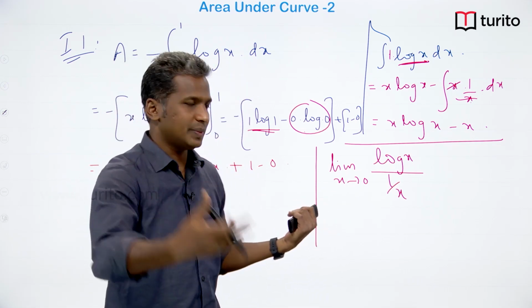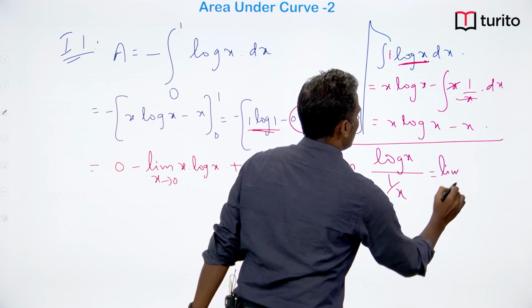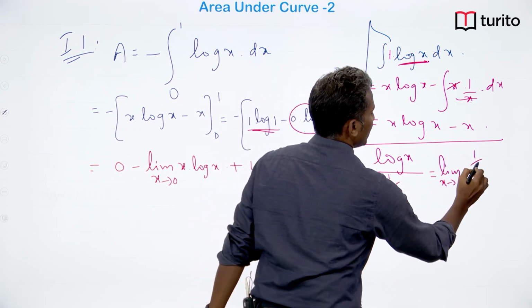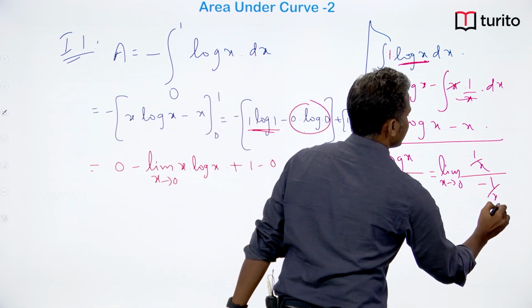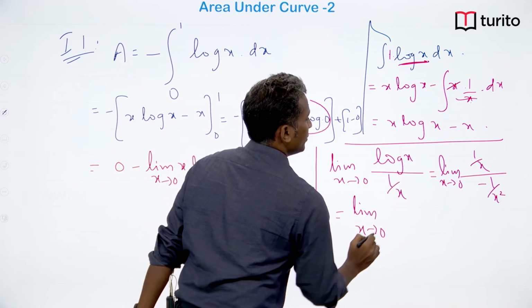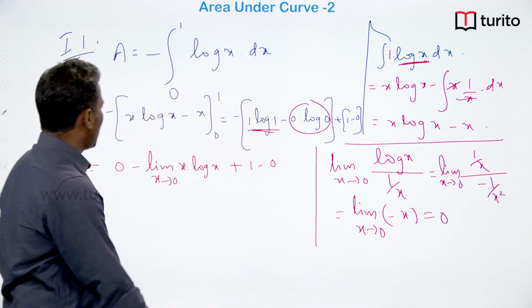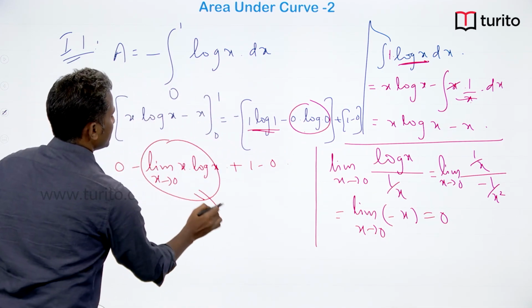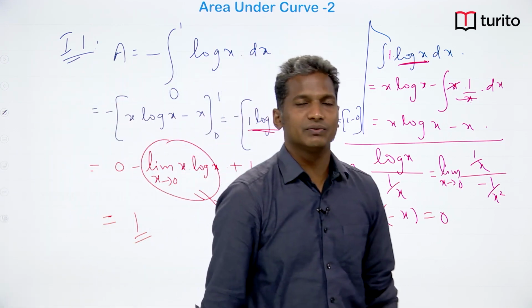L'Hopital means L'Hospital rule. So what is the derivative of log x? 1 by x. Derivative of 1 by x is minus 1 by x square. Now when we simplify this, we get limit of x tending to 0 minus x, which is 0. So that means this value is going to be 0. So overall we get the value as 1. So area here is 1.